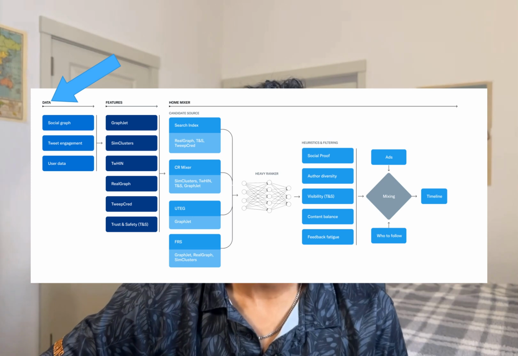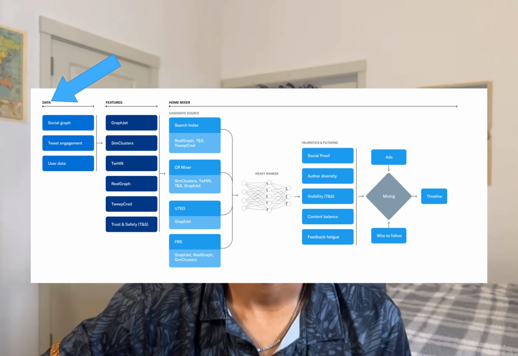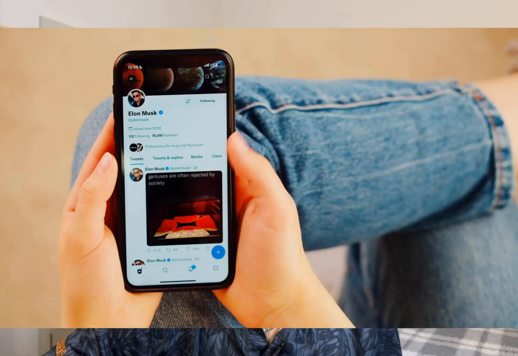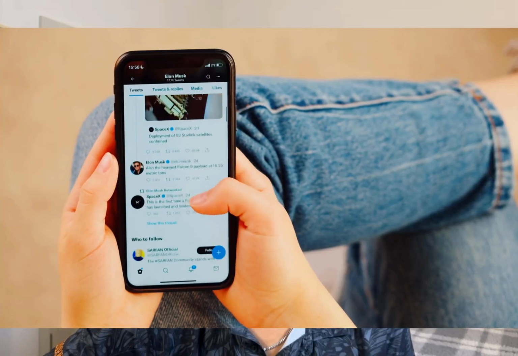First off, the For You algorithm is a learning machine. It learns from you. Every single thing you do on X is a piece of data it uses. It looks at your social graph, which essentially is a fancy way of saying who you follow, who follows you, and especially who you interact with regularly. Then there's also your tweet engagement. Things like replies, retweets, and even how long you pause on a tweet before you keep scrolling. Reply is a much stronger intent signal than a like, and that's pretty obvious.